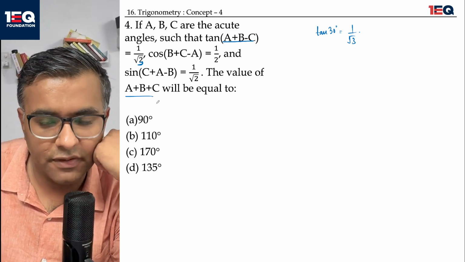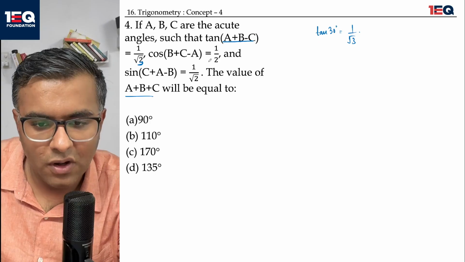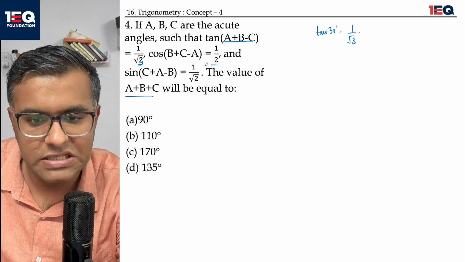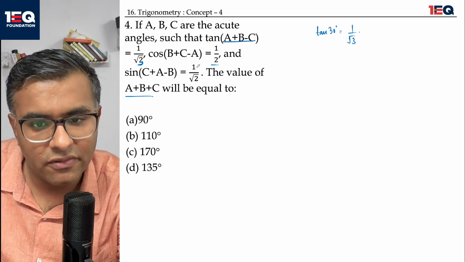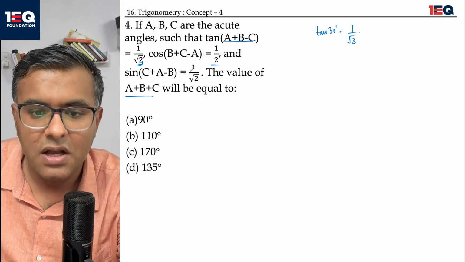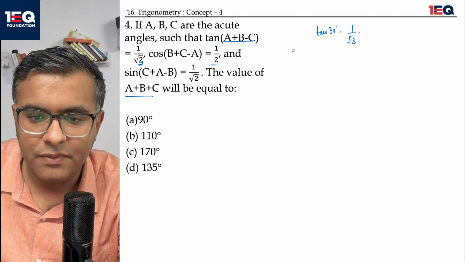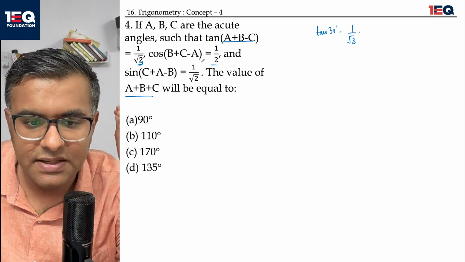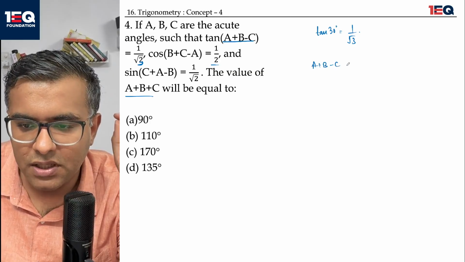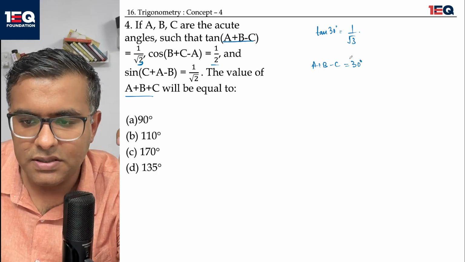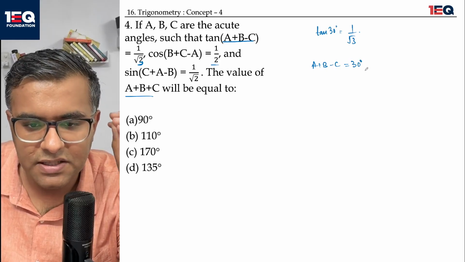So I need to find out the value of a plus b plus c. I have different ratios, which all have a standard output. Cos theta has the value of 1 by 2 at 60 degrees. Sine theta has a value of 1 by root 2 at 45 degrees. So when I have all these standard values, I just need to form simple equations. It says that tan of (a plus b minus c) is equal to 1 over root 3. That means a plus b minus c is equal to 30 degrees, by virtue of tan 30 being equal to 1 upon root 3.